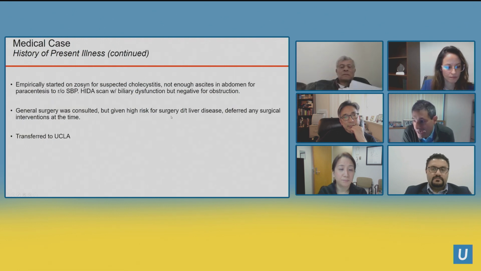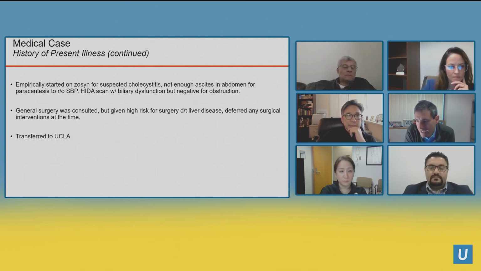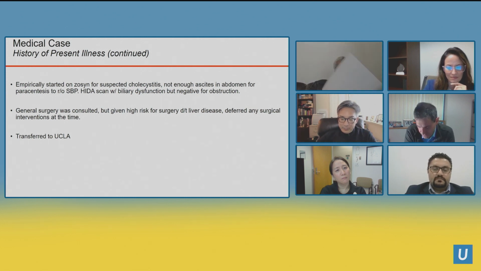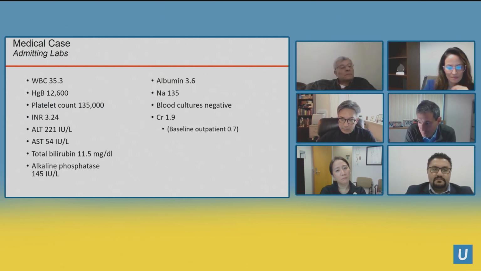So this gentleman was started on antibiotics for suspected cholecystitis, and there was ascites on imaging, but not enough to tap. The HIDA scan showed biliary dysfunction, but no signs of obstruction. The patient saw the general surgeon, who had concerns, but because of his underlying liver disease, didn't want to do any intervention and transferred him for further care. So here are his laboratory tests.